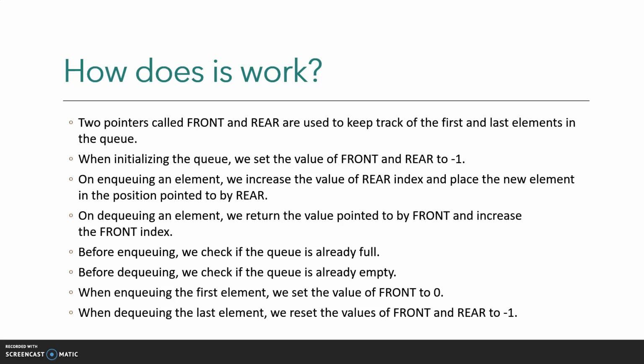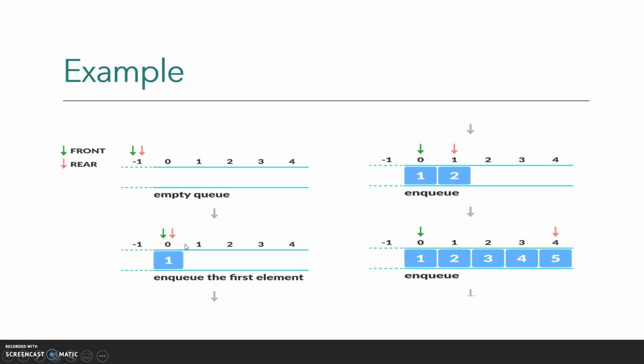Then before enqueuing, we check if the queue is already full. Similarly, before dequeuing, we also check if the queue is already empty. When enqueuing the first element, we set the value of front to 0, and when dequeuing the last element, we reset the values of front and rear to -1. Next, let's see the example.